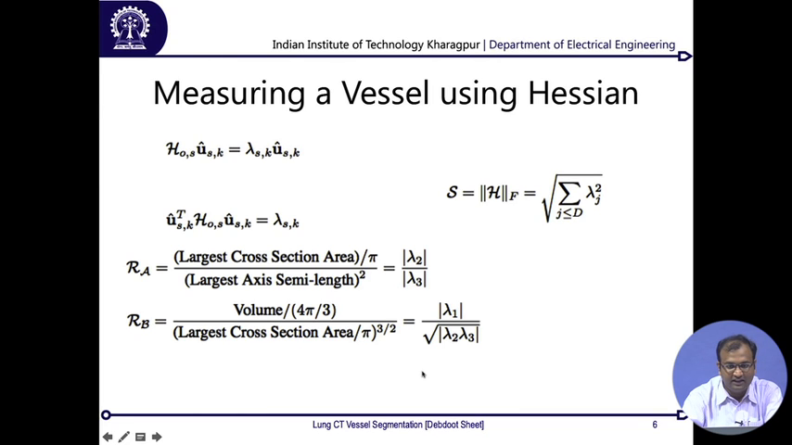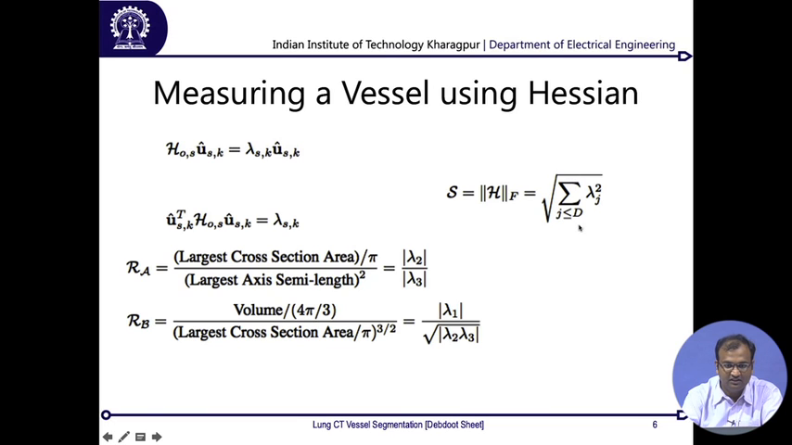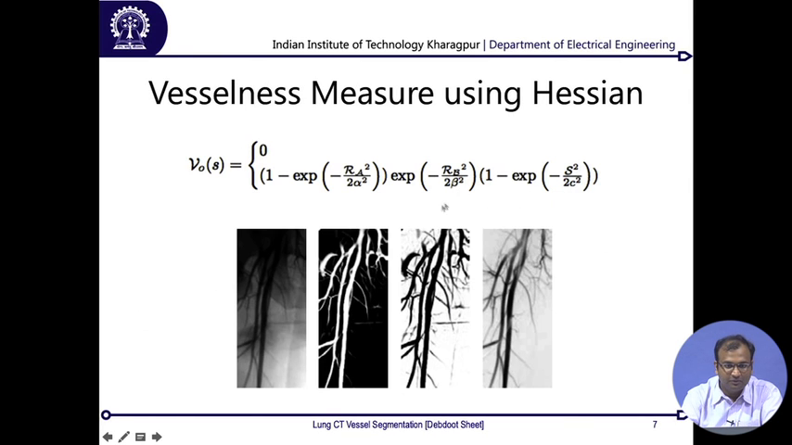Now where we end up using that is somewhere over here, which we call the Vesselness measure. So this Vesselness measure is a function which is defined using those factors Ra and Rb and this other factor S, which we had computed here, which is basically the absolute summation over all the eigenvalues which you find. Now using all of this, what we end up getting is a vessel enhancing filter.